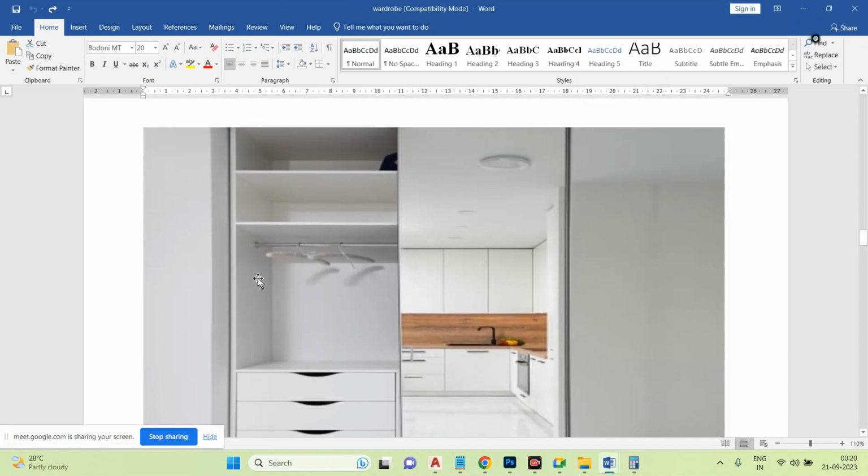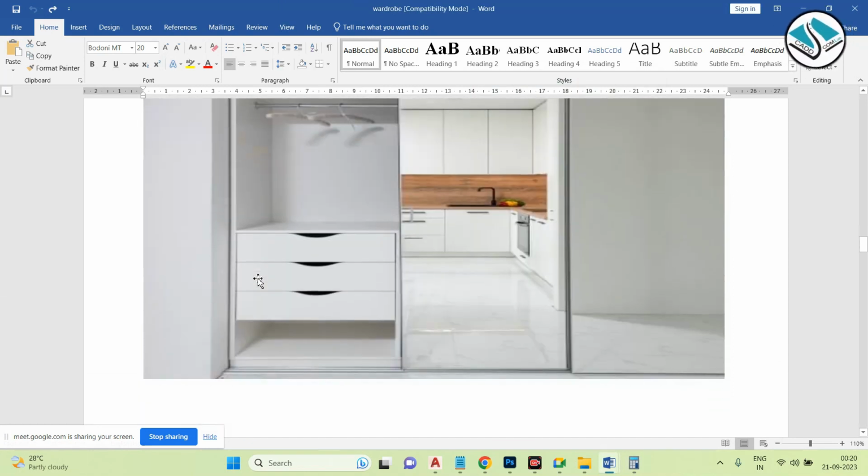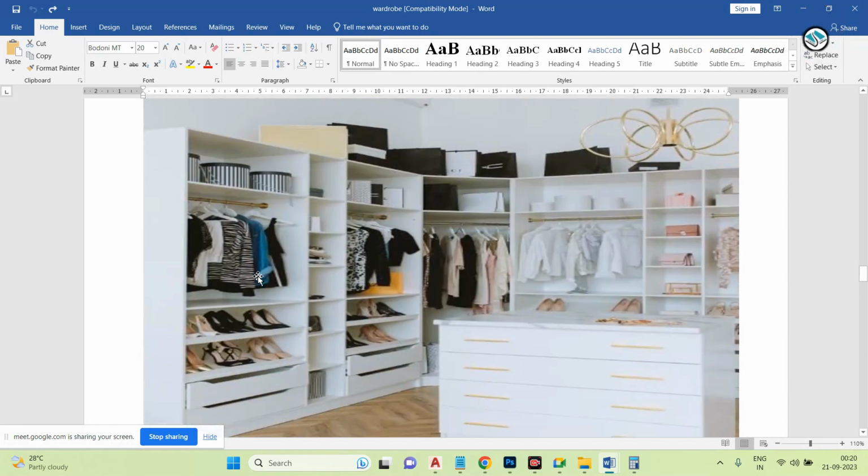Here you can see the example of this wardrobe. This is almirah.